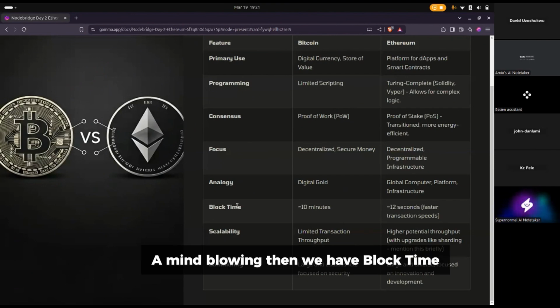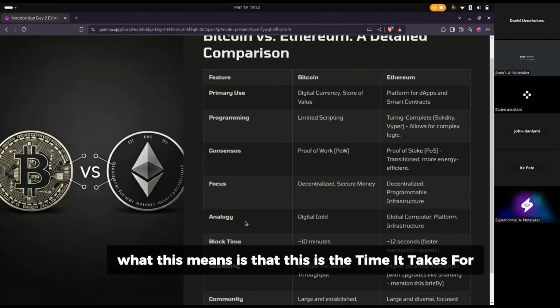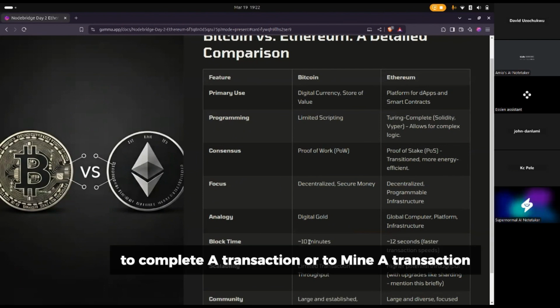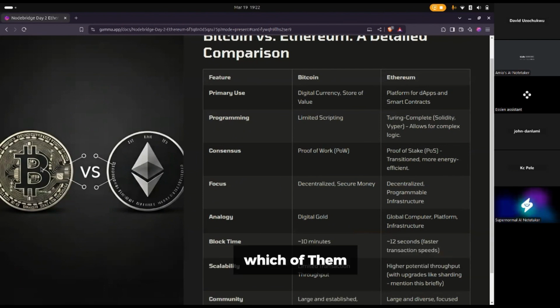Then we have block time. What this means is that this is the time it takes for Bitcoin to perform a transaction, to complete a transaction or to mine a transaction, which of them? Yeah, we'll get to find out at the end.